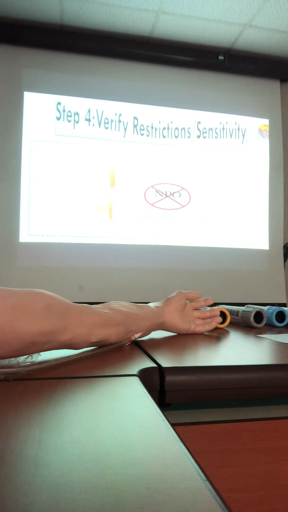The fourth step is verify restrictions and sensitivity. What's the meaning of restrictions and sensitivity? For example, if my patient has a fistula for dialysis, they are not allowed to take blood from that arm. Any mastectomy patient, yeah.